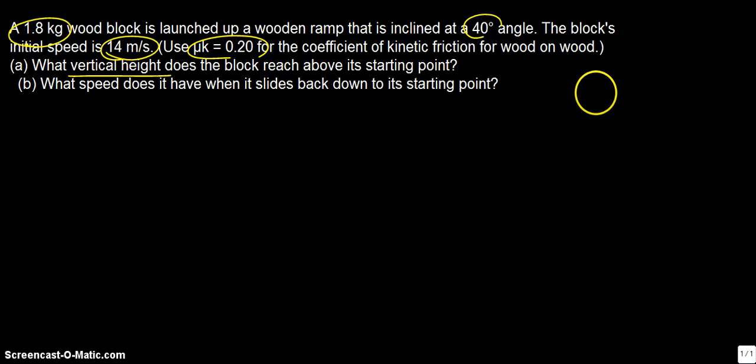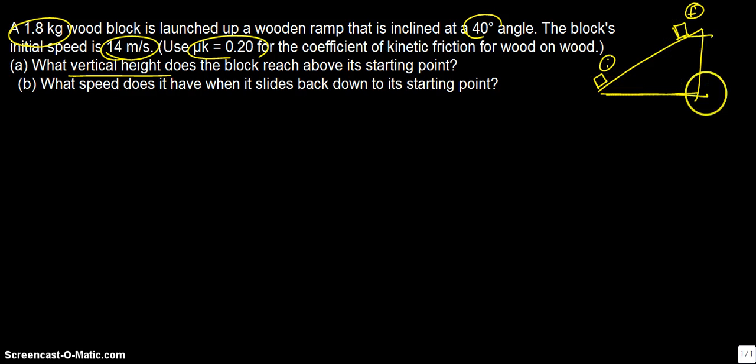So first let's address the whole concept of the vertical height. Let's assume it starts here and it reaches some final point higher up the incline. We are looking for the vertical height that it reaches above its starting point, and we know this angle theta is 40 degrees. So if we can get the displacement up the incline, we can quickly use trig to calculate the vertical height it rose to above its original height.